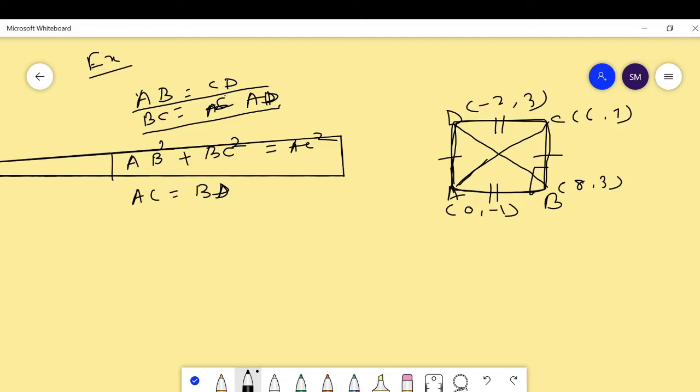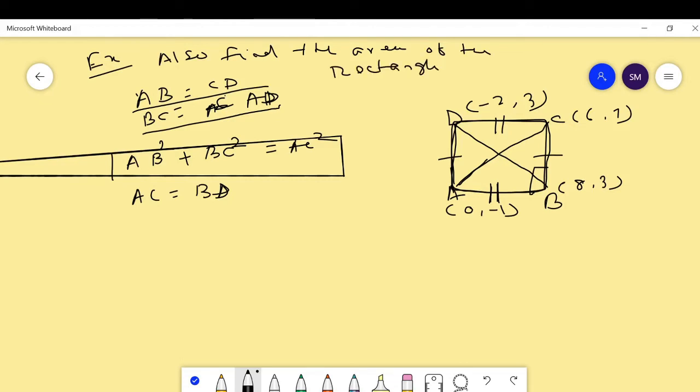Then the next part of the question: also find the area of the rectangle. The area of a rectangle is length into breadth, meaning AB into BC. Find the area of the rectangle. Okay, then let us start.